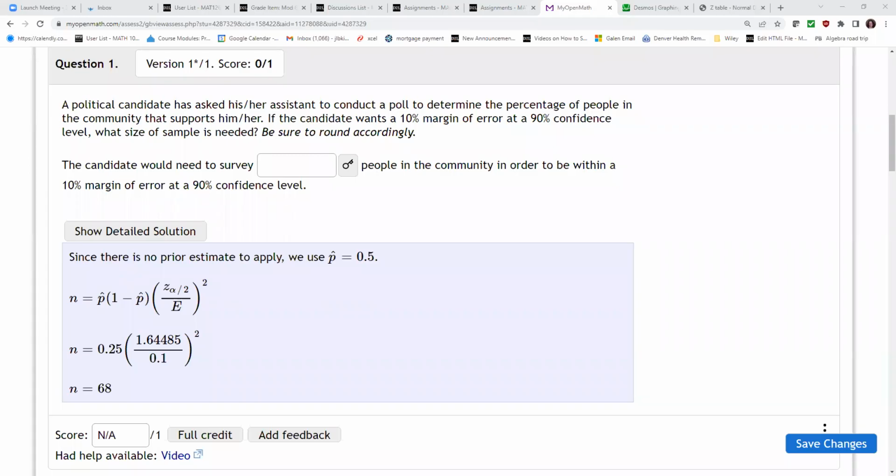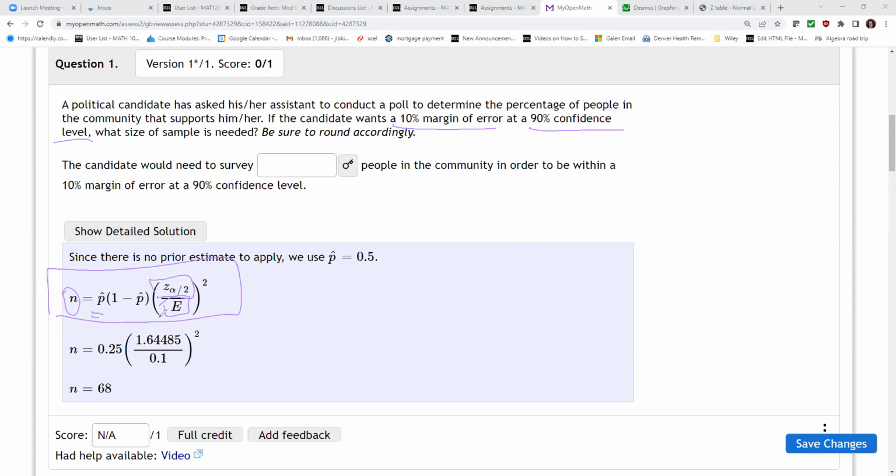Okay, so for this problem, we're asked to find n, the sample size that would be needed for a margin of error of 10%, 90% confidence level. So here's our formula that we're using. You'll notice it's asking for three things. It's asking for p hat, a z alpha over 2, and the e.